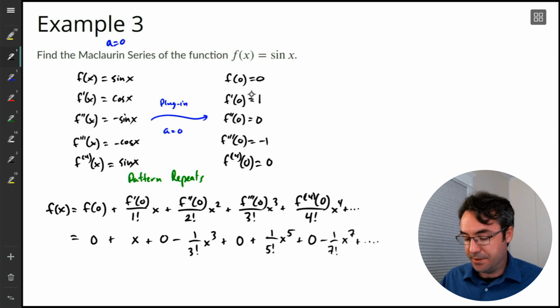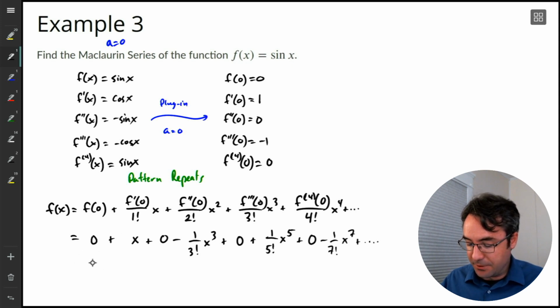So the first derivative gives us 1. The third derivative gives us negative 1. So here's the negative, and then it's going to repeat. So then the fifth derivative is going to give us positive 1. The seventh derivative is going to give us negative 1. And it keeps going like that. And then all of the even derivatives are going to give us 0.